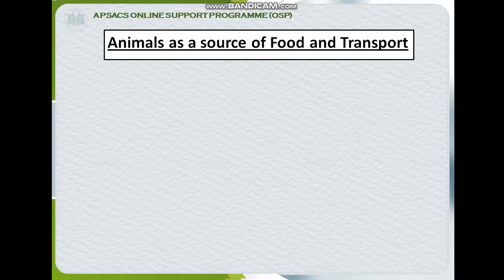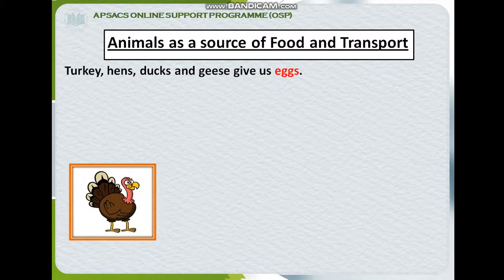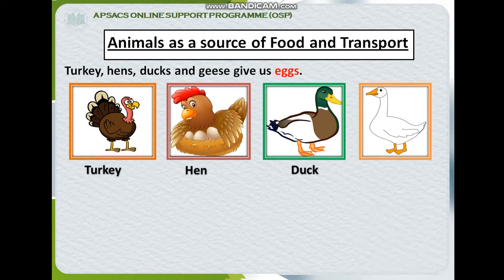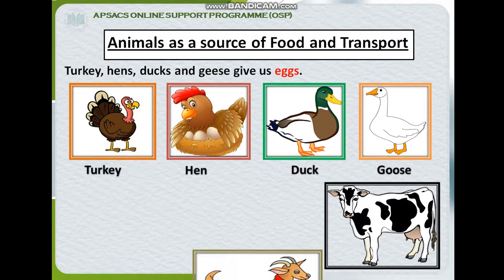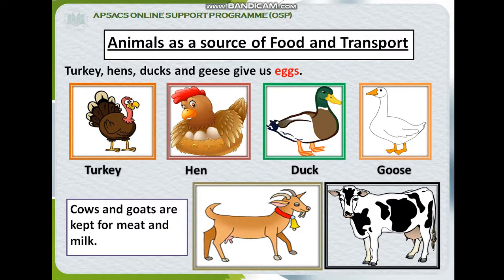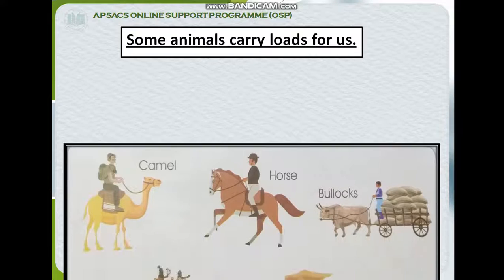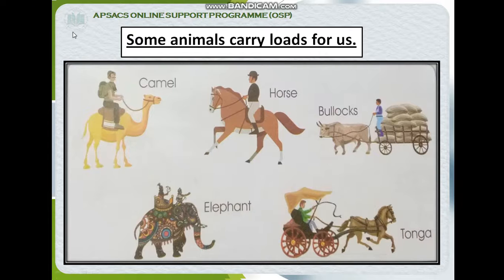Animals as a source of food and transport. Turkey, hens, ducks and geese give us eggs. Cows and goats are kept for meat and milk. Some animals carry loads for us. For example, camel, horse, elephant, bullocks and tanga.